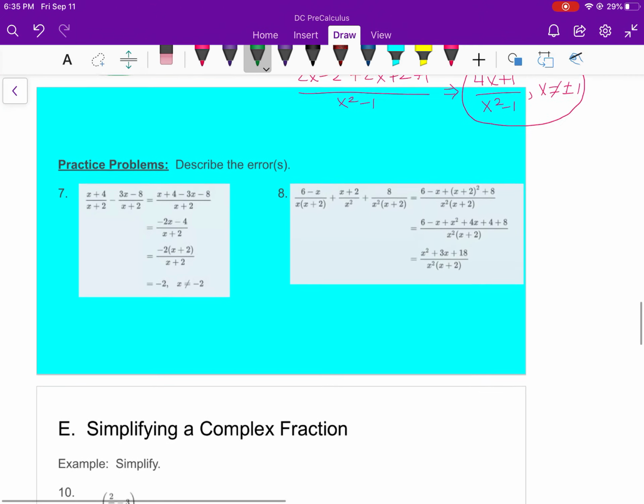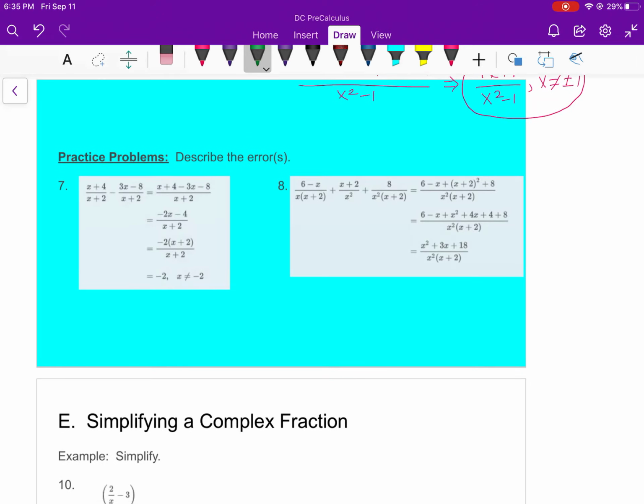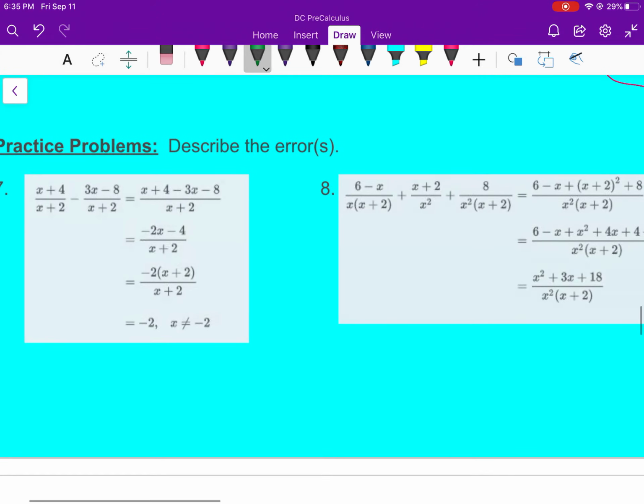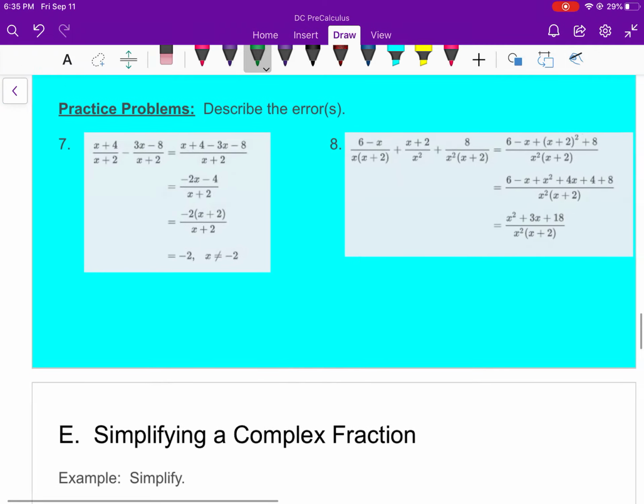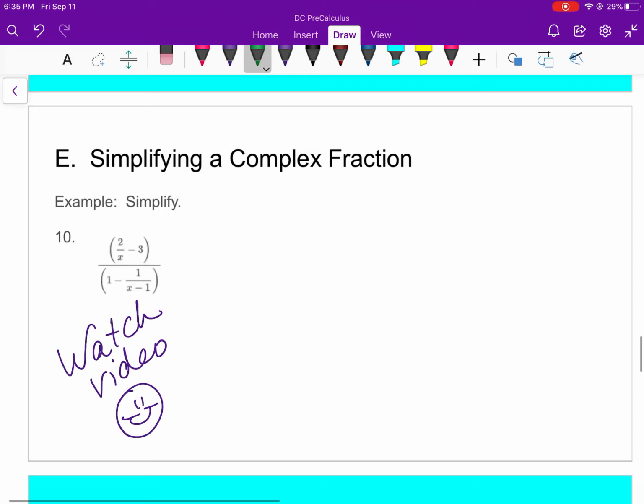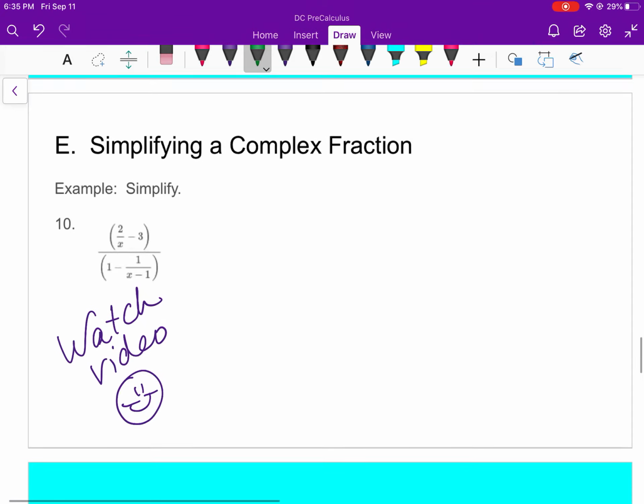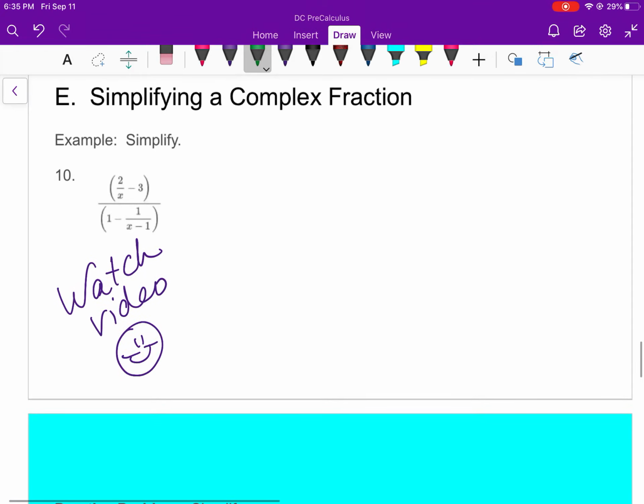For your practice problems, you're describing the mistakes. So I would copy out these problems, and then I would annotate where the mistake or mistakes are. For number 10, there's a separate video that you can watch. It's already uploaded on Canvas.